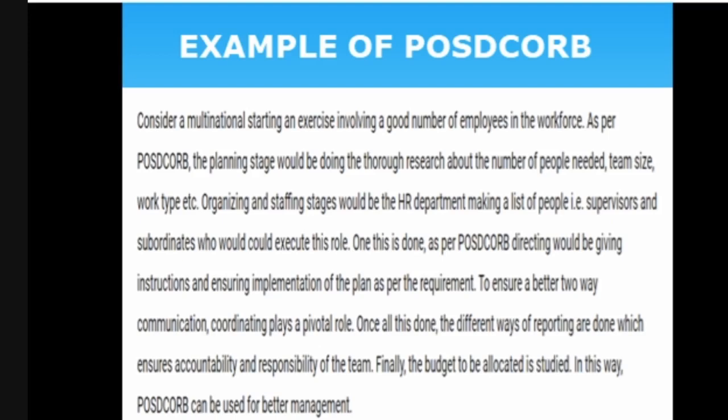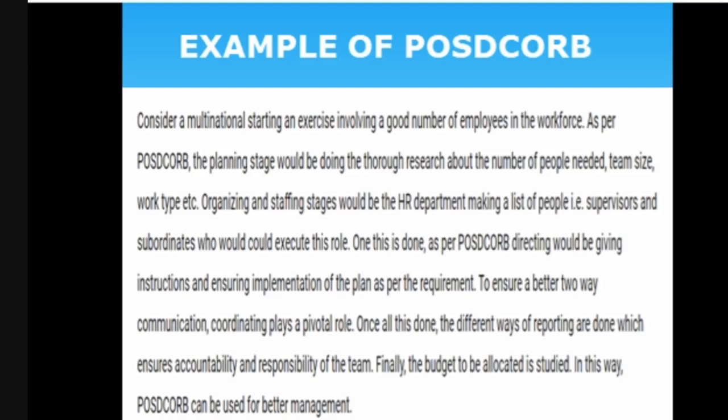Now consider a multinational company starting an exercise involving a good number of employees in the workforce. An exercise means, let's say, a project. As per POSDCORB, the planning stage would be doing thorough research about the number of people needed, team size, work type, etc. So the company is starting a project with a good number of employees. The first element of POSDCORB is planning. So they need to research how many people are actually needed, what the team size is, and what type of work we are going to give those people. These elements come under planning.